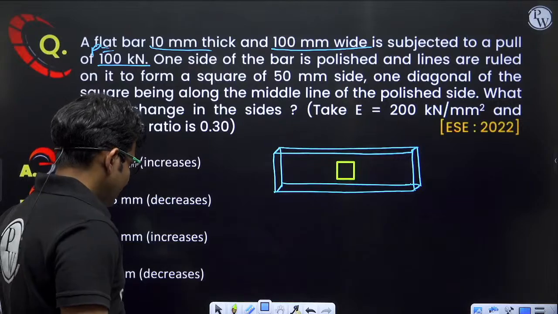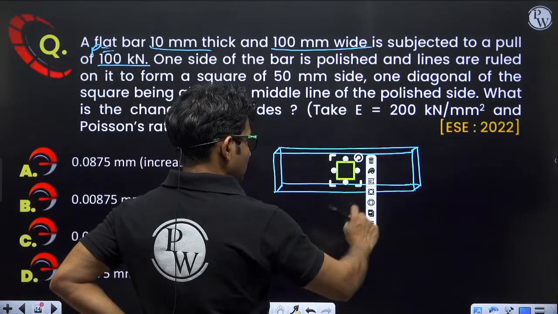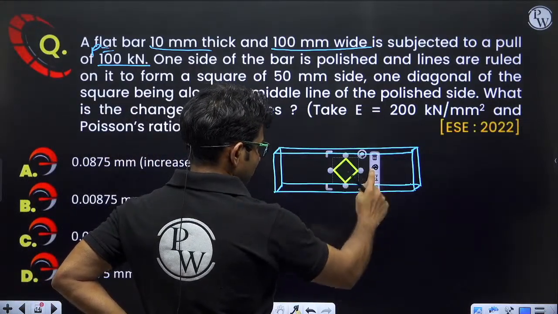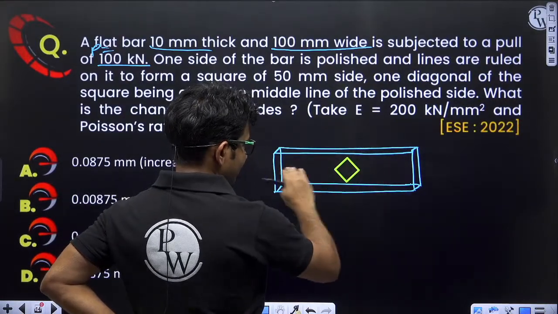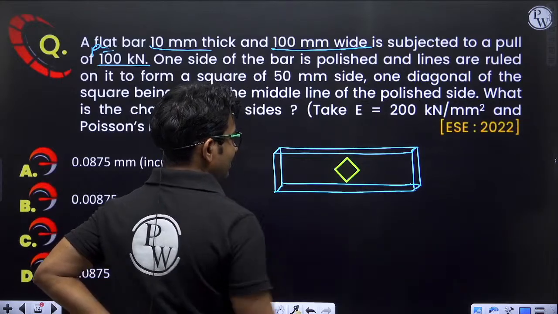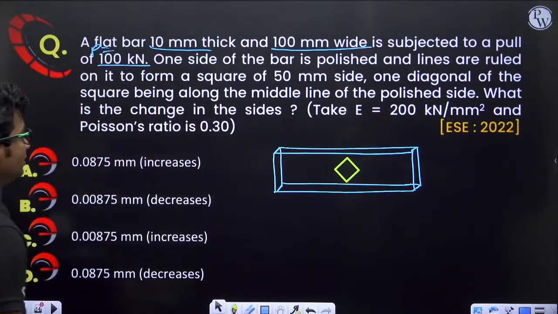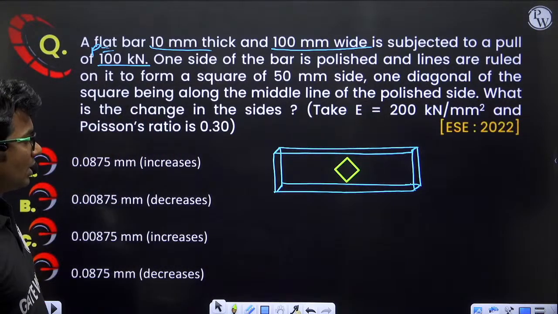Okay, so diagonal is like this, I think. Okay, so the middle line of the polished side is like this and one of the diagonals is like this. Okay, now what is the change in the side?